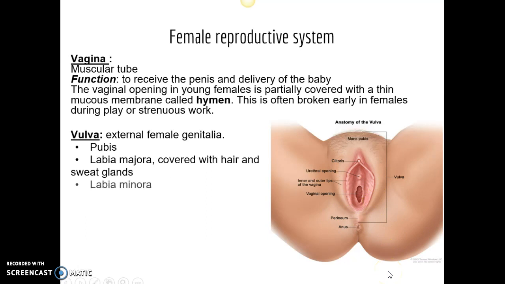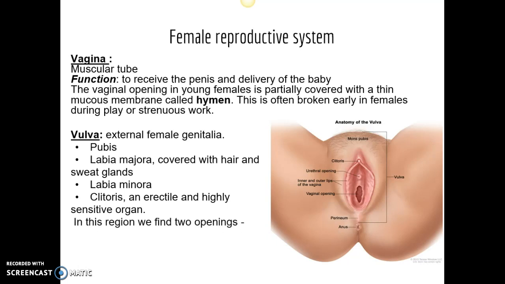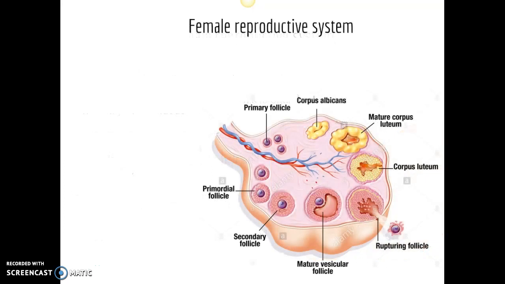The labia minora, the clitoris, is an erectile highly sensitive organ, as I mentioned before, and in this region we find 2 openings, the urethral meatus and the vagina opening.